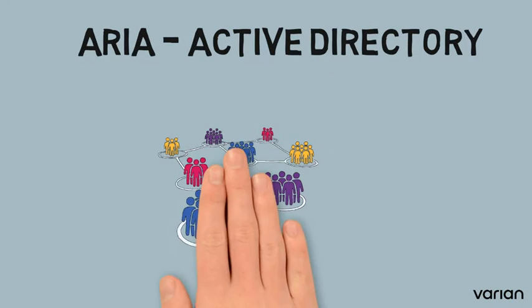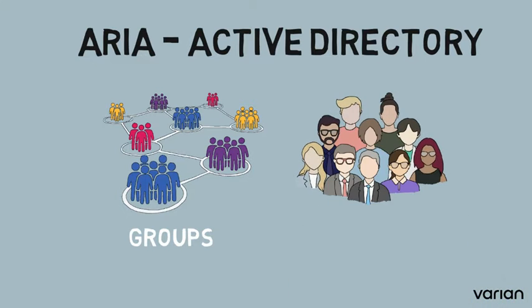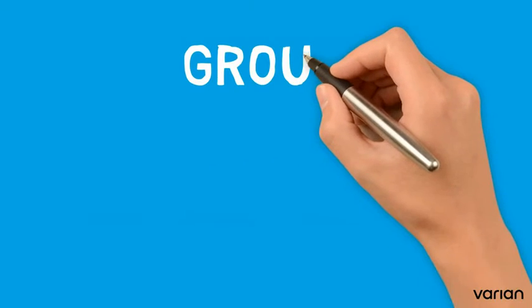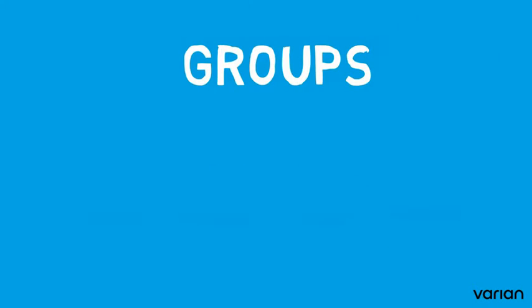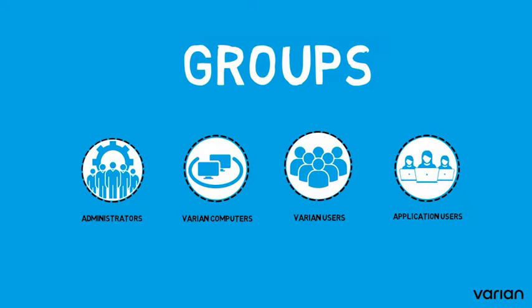In this video, we'll look at the groups and users configuration requirements in Active Directory for ARIA. Active Directory groups need to be configured for ARIA to install correctly. The groups are the VARIAN administrators group, VARIAN computers group, VARIAN users group, and VARIAN application users group.